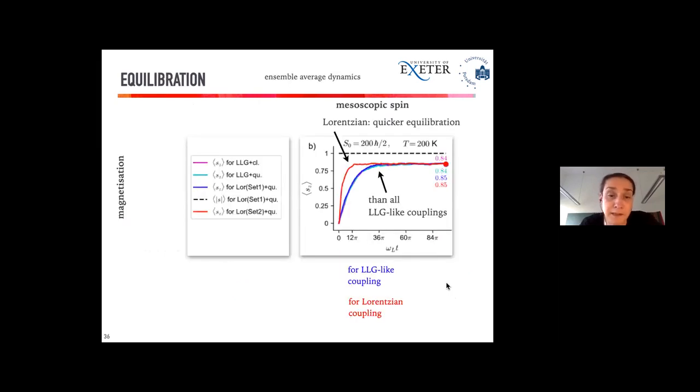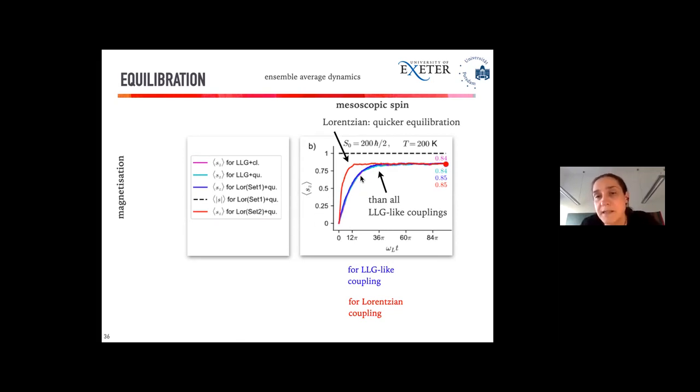Let's have a look at equilibration curves. So this is a curve in time, but this time we have an ensemble average over many such individual spins precessing in time, being damped by the environment with different dynamical equations. So we again have the classical LLG equation, and we also have our Lorentzian kernel with a quantum bath, full quantum statistics, and the Lorentzian kernel with a full quantum bath that has memory here.